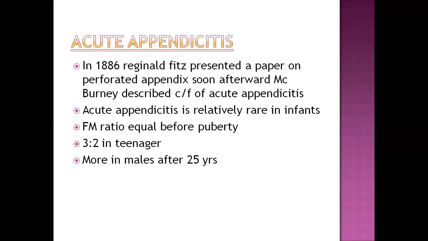Acute appendicitis, historically: it was first presented in 1886 by Reginald Fitz, who presented a paper in the American Journal of the Medical Sciences in 1886, in which he explained that something was happening to the appendix which causes perforation in perforated acute appendicitis. Soon afterwards, in the same year, McBurney described the clinical features of appendicitis and a point of maximum tenderness, where the appendix is maximally tender.